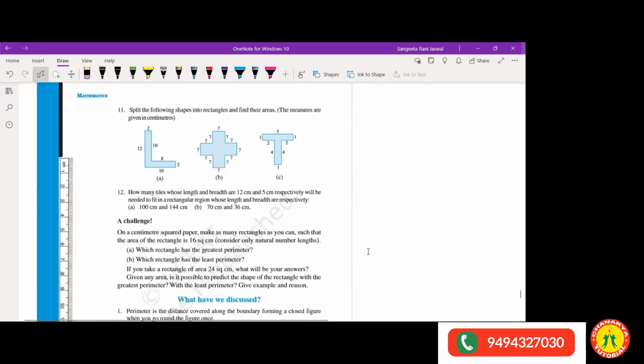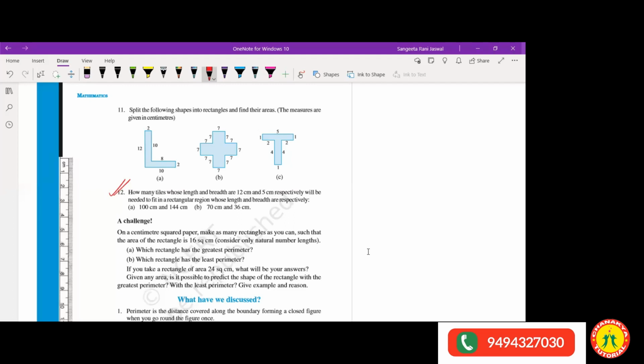Okay, let's do question number 12. Soumya, please read question number 12. How many tiles whose length and breadth are 12 centimeter and 5 centimeter respectively will be needed to fit in a rectangular region whose length and breadth are respectively A, 100 centimeter and 144 centimeter, B, 70 centimeter and 36 centimeter. Now this question is asking how many tiles.